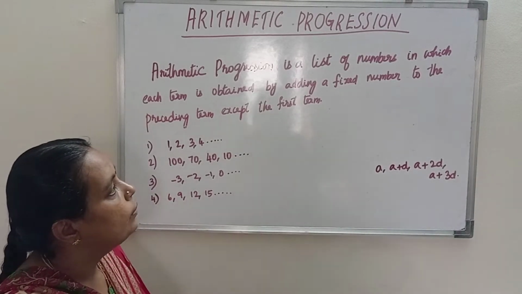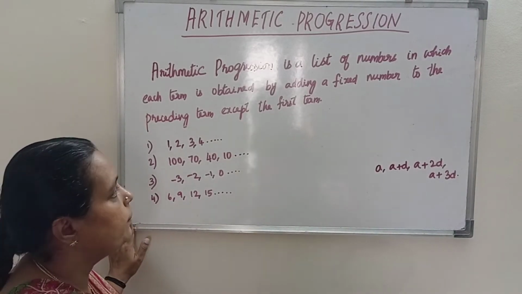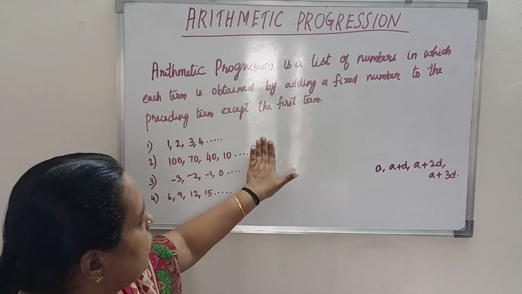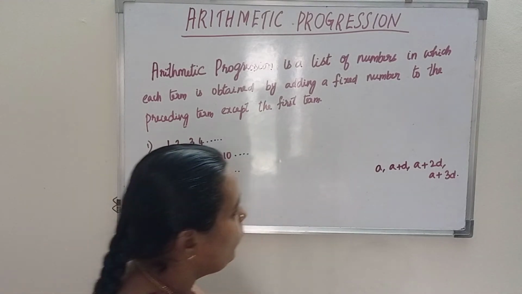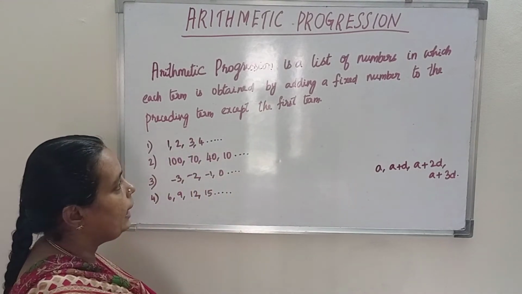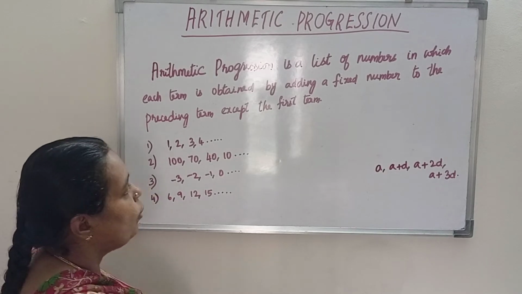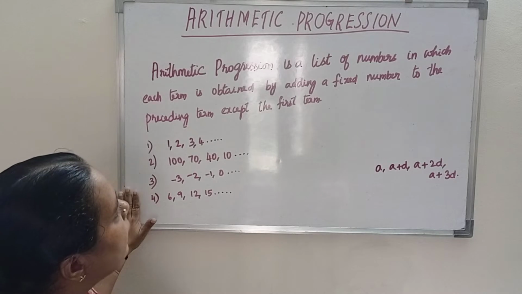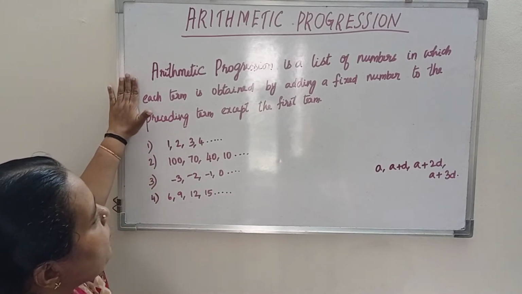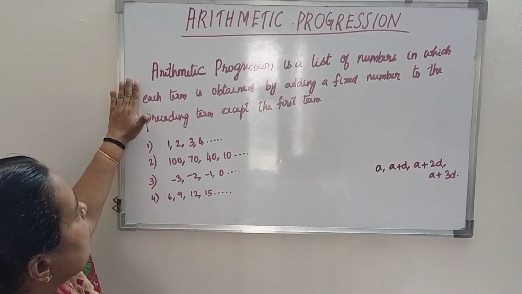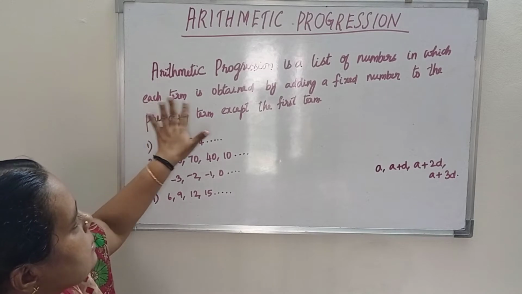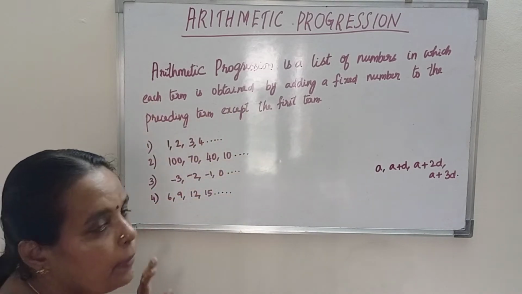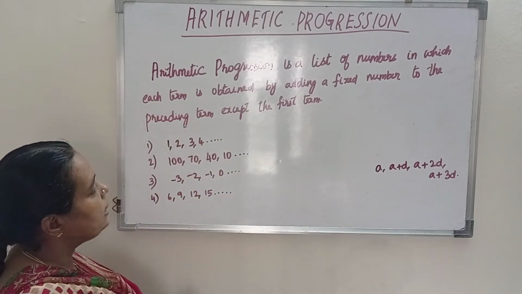Last video, I gave an introduction regarding arithmetic progression. Now let's go deeper into it: how to calculate the common difference and what the first term is. So here it is given, an arithmetic progression is a list of numbers in which each term is obtained by adding a fixed number to the preceding term, right?